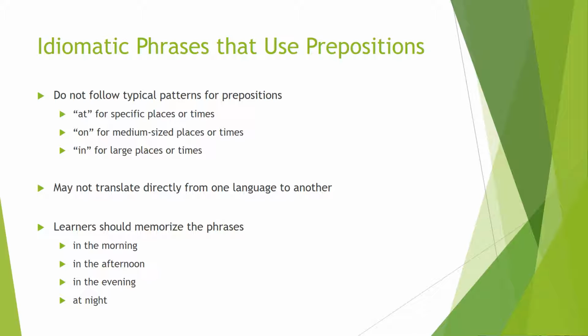Idiomatic phrases frequently use prepositions, but they're challenging because, first of all, the exact meaning might not translate directly from one language to another, and idiomatic phrases also don't even follow the typical pattern for prepositions, which is using at for small places or times, on for medium-sized places or times, and in for large places or times. Instead, learners have to memorize how each idiomatic phrase uses the preposition.